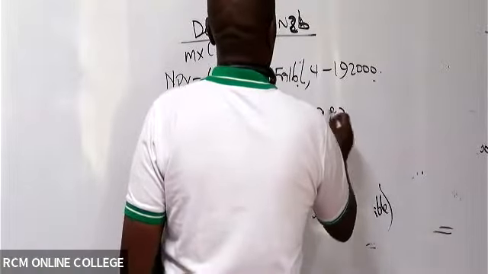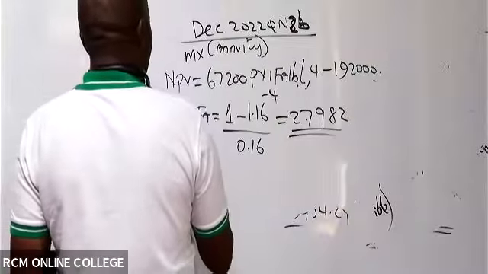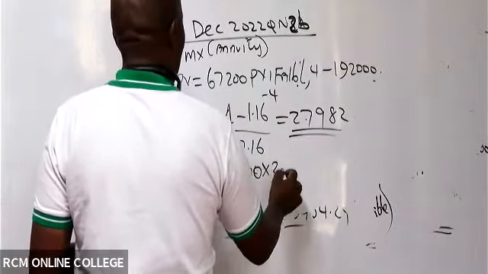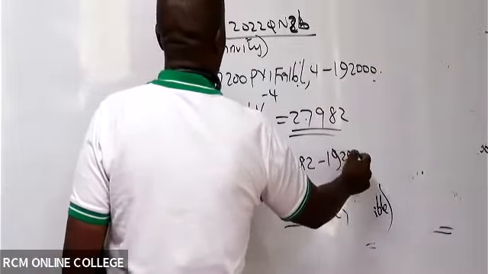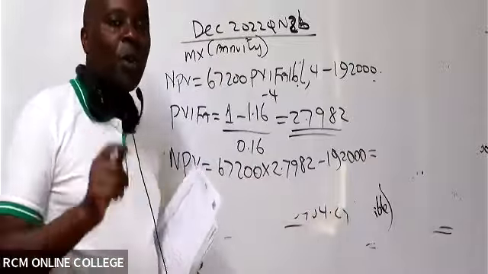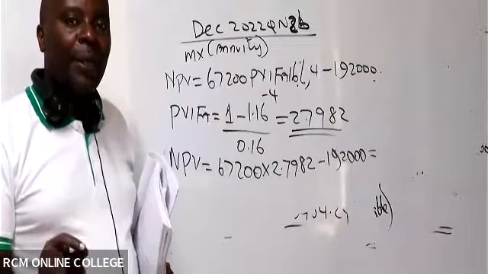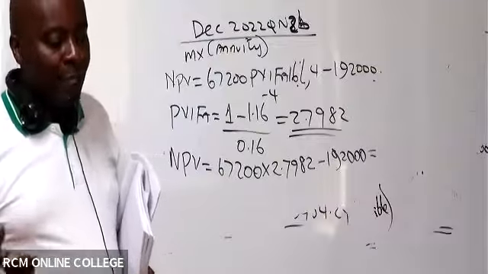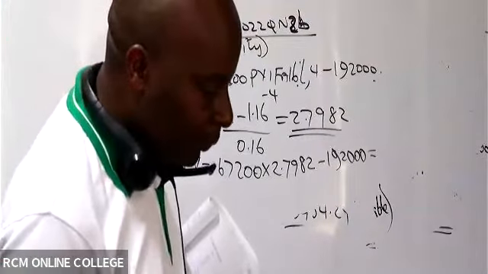27,982, like that. So then, ladies and gentlemen, the net present value will be 67,200 times 2.7982 minus 192,000. I'm doing this because I want to prove to you that we are going to get the same answer at the end of the day, so that I will not leave you behind. Imagine how come that guy never used PVFA. We'll end up getting the same answer.